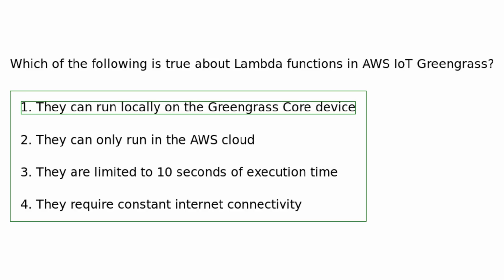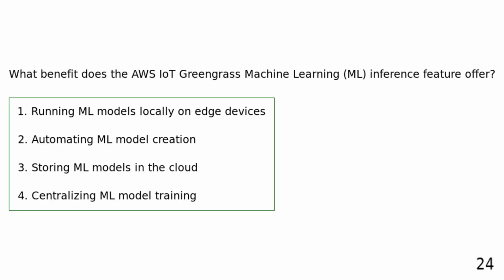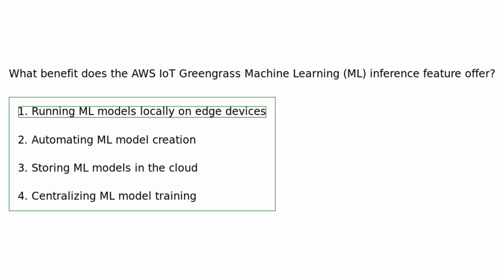on cloud connectivity. What benefit does the AWS IoT Greengrass machine learning inference feature offer? Running ML models locally on edge devices. Automating ML model creation. Storing ML models in the cloud. Centralizing ML model training. ML inference allows edge devices to run pre-trained ML models locally, enabling real-time decision-making.